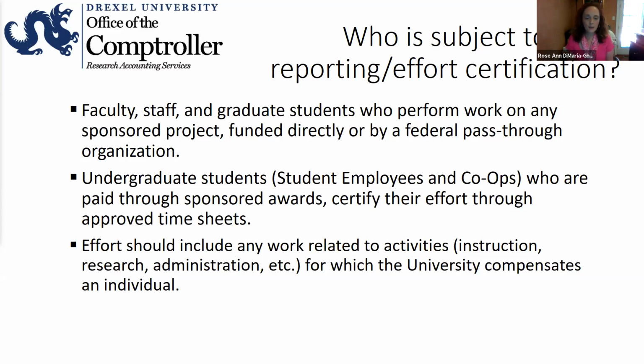So effort should include any work related to activities, instruction, research, administration, etc., for which the university compensates an individual. So next slide.